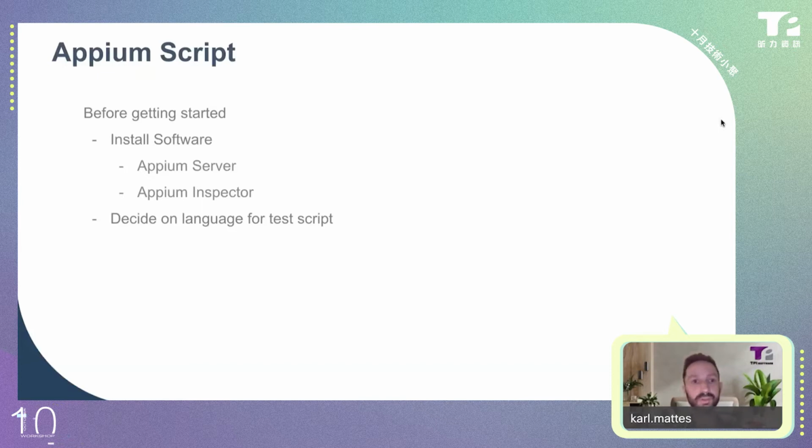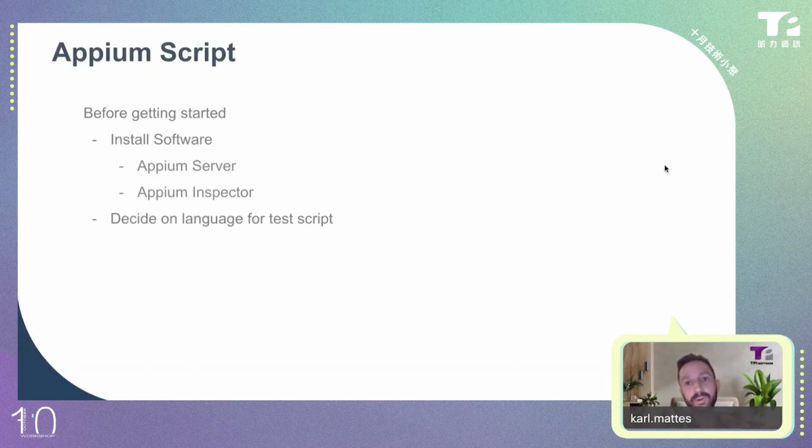Of course, you would also need to install additional software like Xcode, for example, if you want to test on iOS, Xcode developer tools, as well as an iOS simulator, or Android Studio and an Android virtual device, etc. But I assume if you're familiar with app development and you want to test it, you already have these tools installed on your machine. Now, the next step would be to decide on a language for our test script.